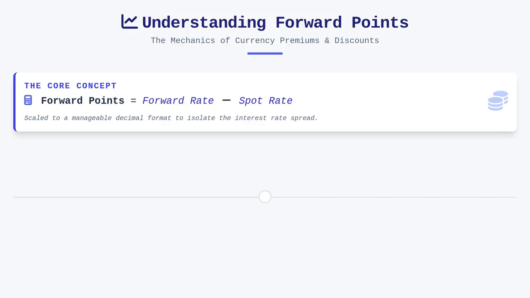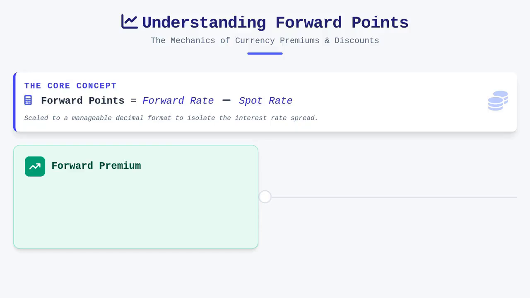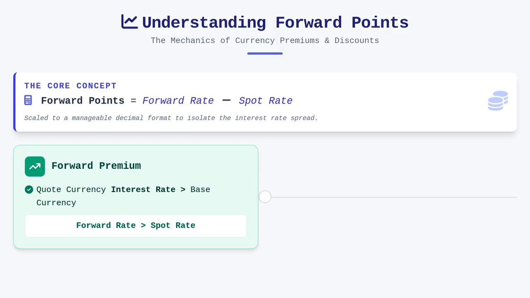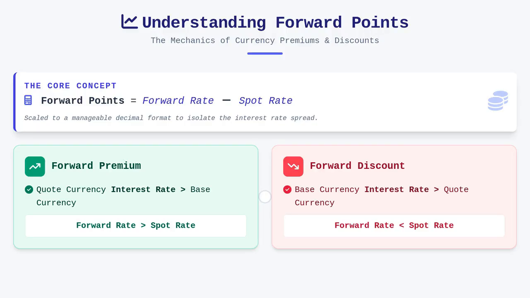When we talk about forward points, we are essentially looking at the difference between the forward rate and the spot rate, scaled to a more manageable decimal format. If the interest rate of the quote currency is higher than the interest rate of the base currency, the forward rate will be trading at a forward premium compared to the spot. Conversely, if the base currency interest rate is higher, the forward rate will trade at a discount.